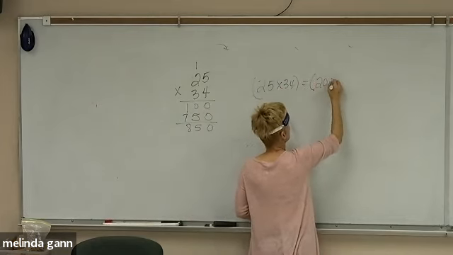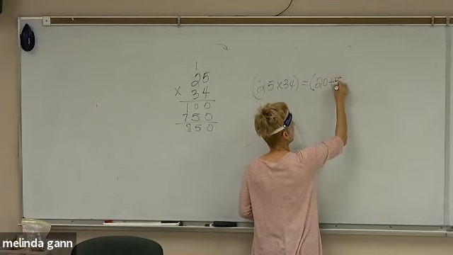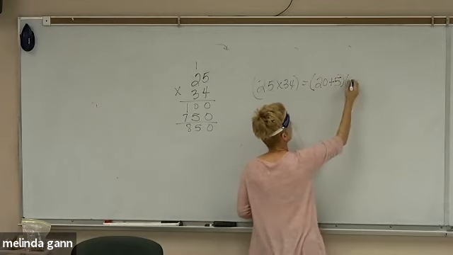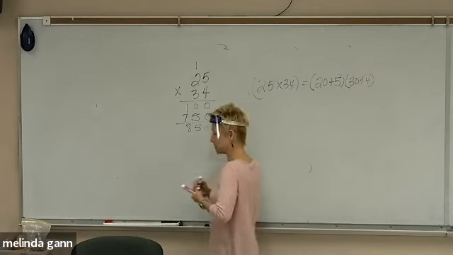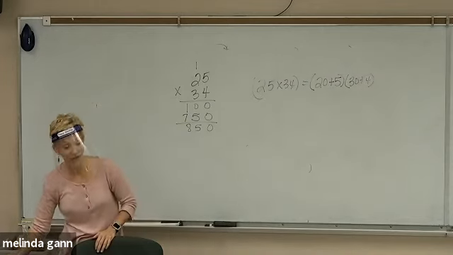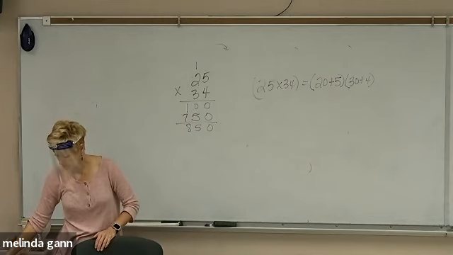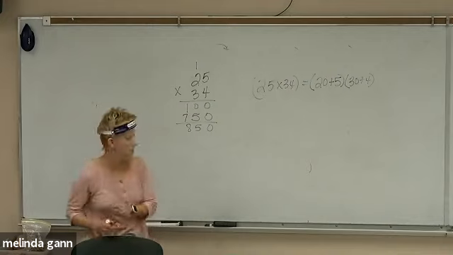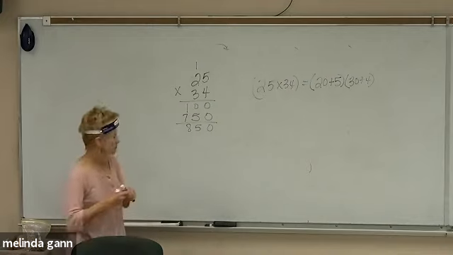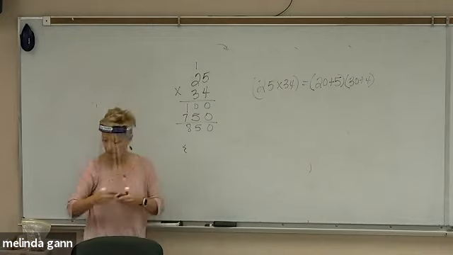25 is 20 plus what? 5. All right, what's 34? 30 plus 4. I want you to use that distributive property of multiplication over addition and work it that way.